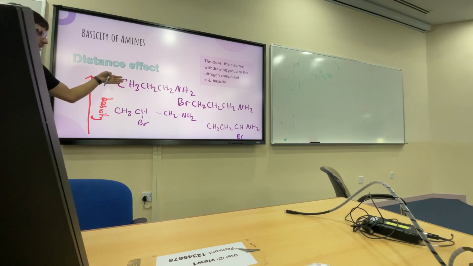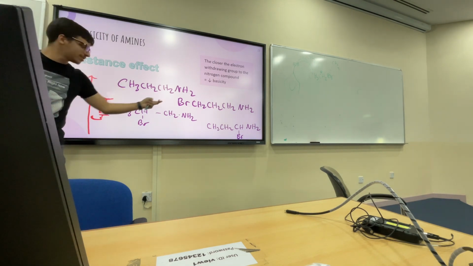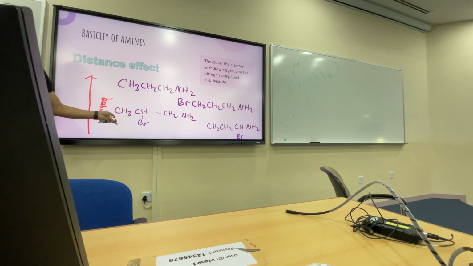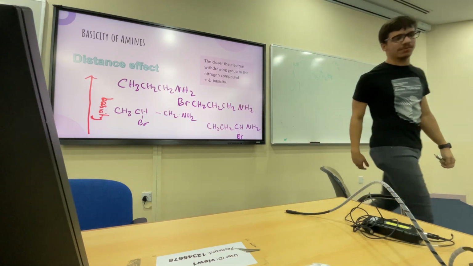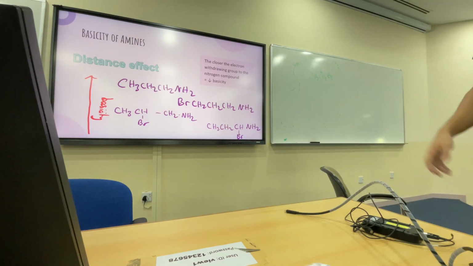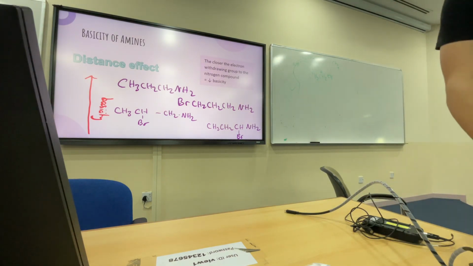If أول شيء we have no Br, it has high basicity. Adding Br will decrease basicity. When Br is closer, it will decrease the basicity more. Here it will have the least. It will be the least basic. This will be called the distance effect.